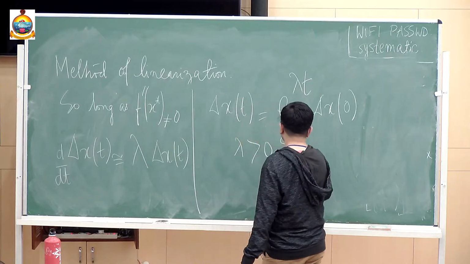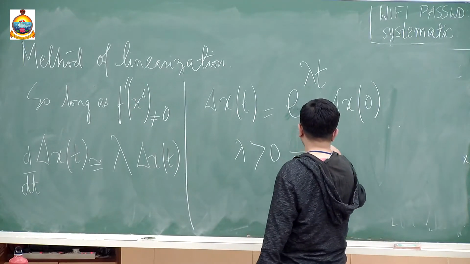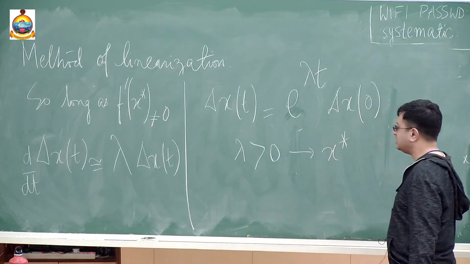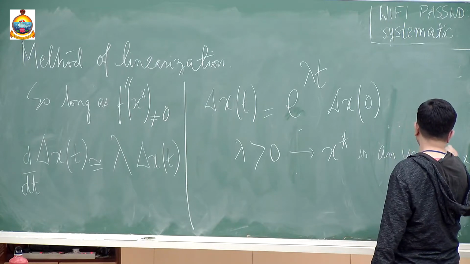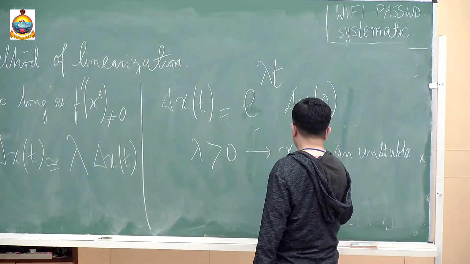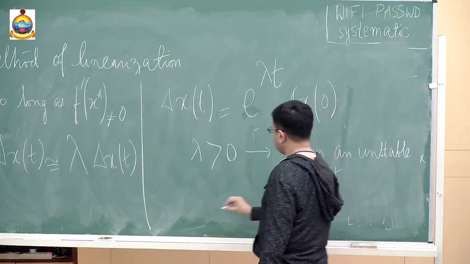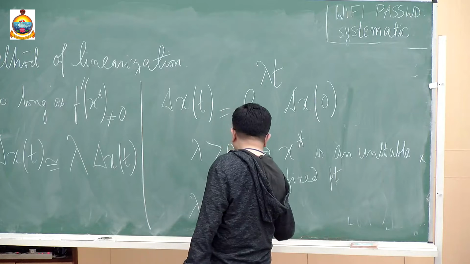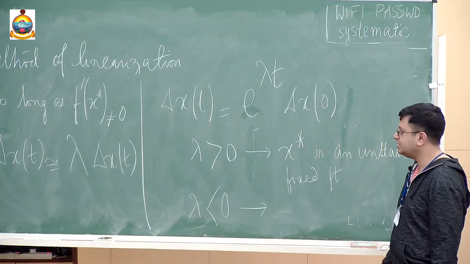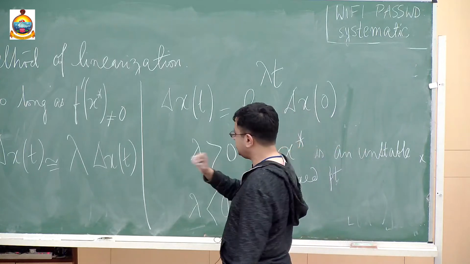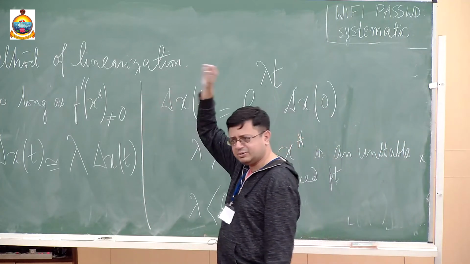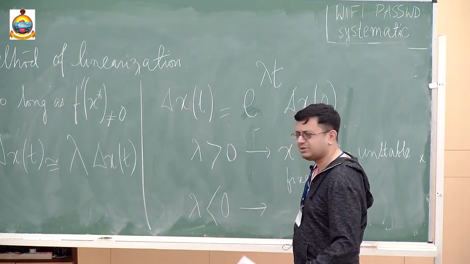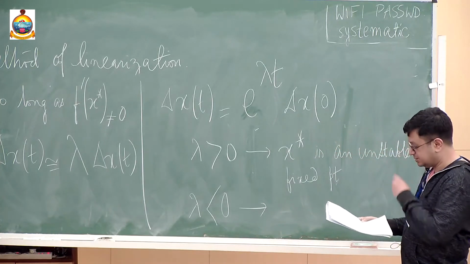So if lambda is positive, then I would say that the fixed point that I started out with is an unstable fixed point. And if lambda is negative, then I would say it is a stable fixed point. And obviously, if lambda is 0, I said that lambda cannot be 0, because if lambda is 0, you have to take higher order terms. It no longer remains a linear system. So let us for the moment forget about this particular situation.